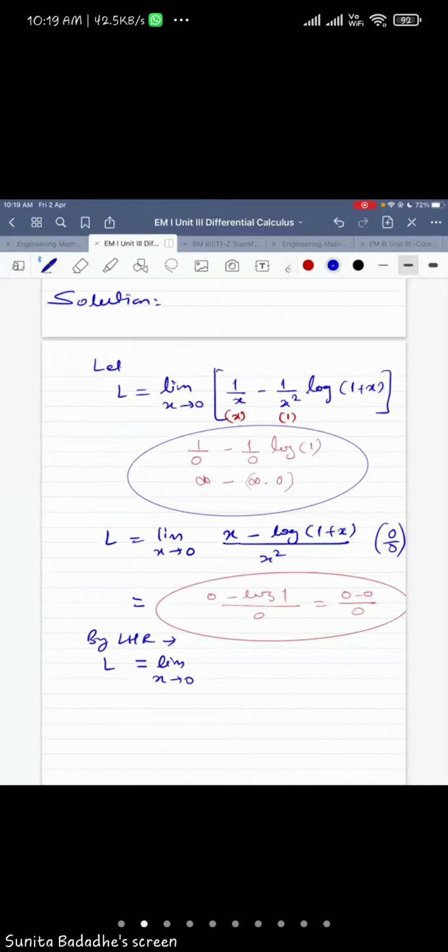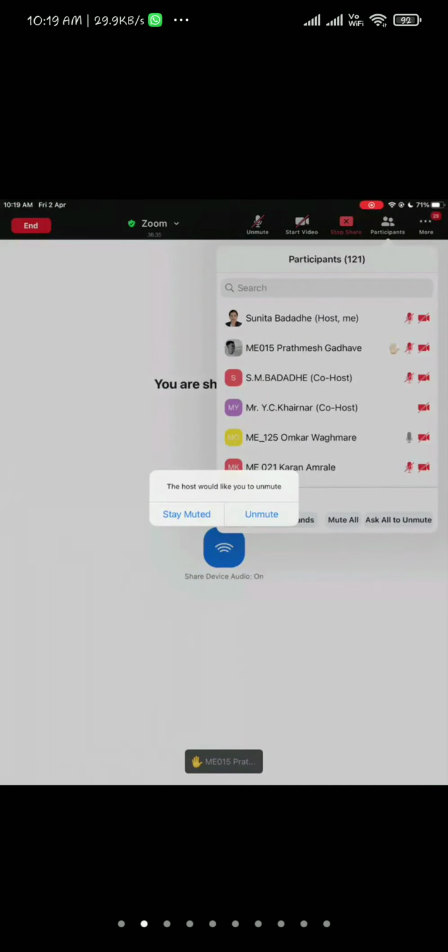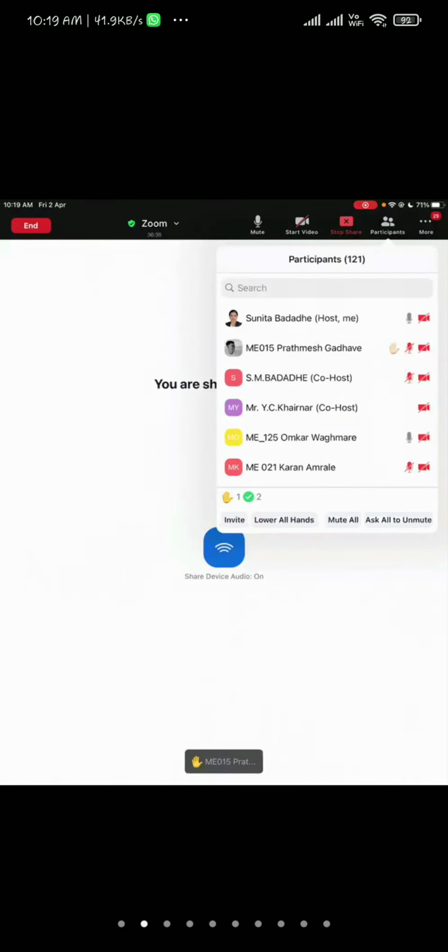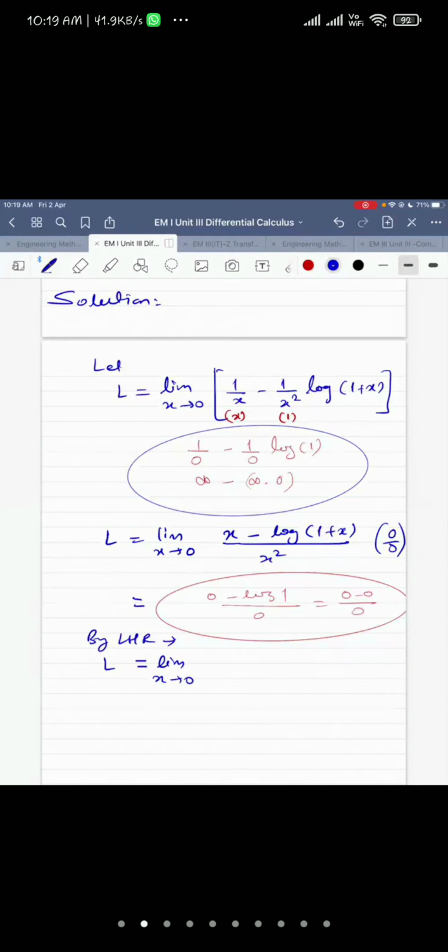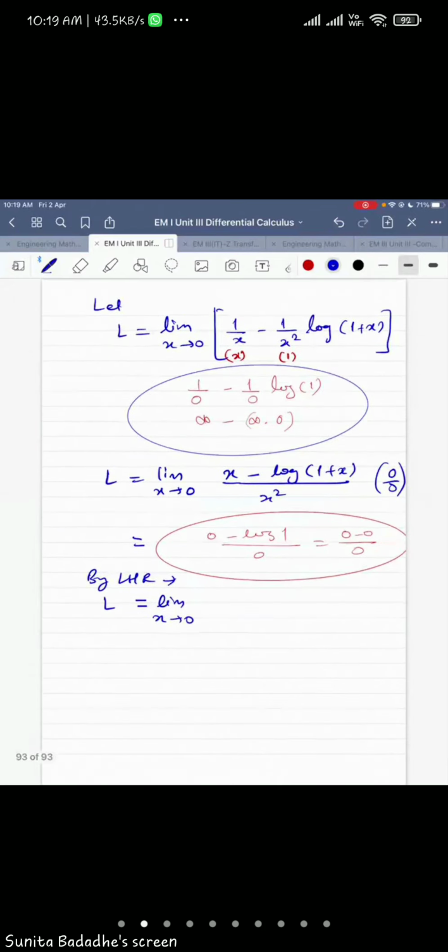Differentiate the numerator. Differentiate the numerator and denominator separately. So it is 1 minus 1 upon 1 plus x upon, and the denominator derivative is 2x. Okay, the denominator has derivative 2x. Okay, Pratik has completed the answer.